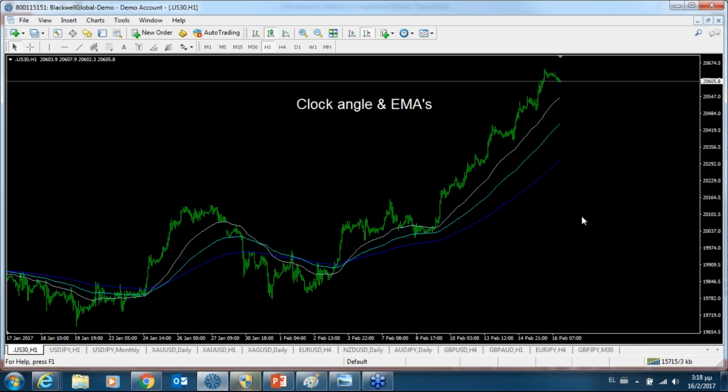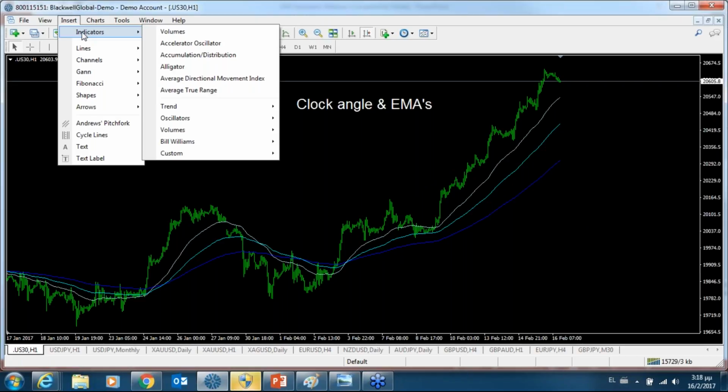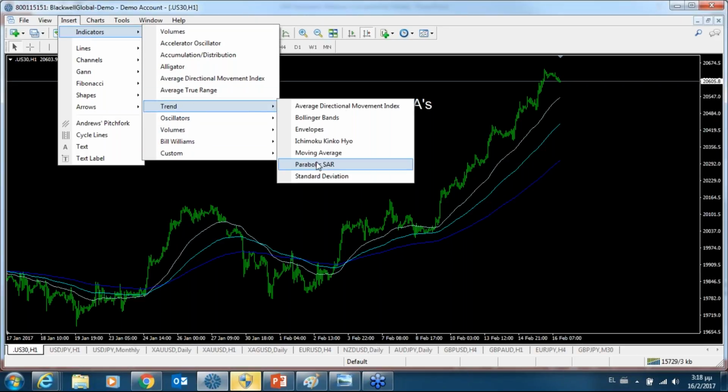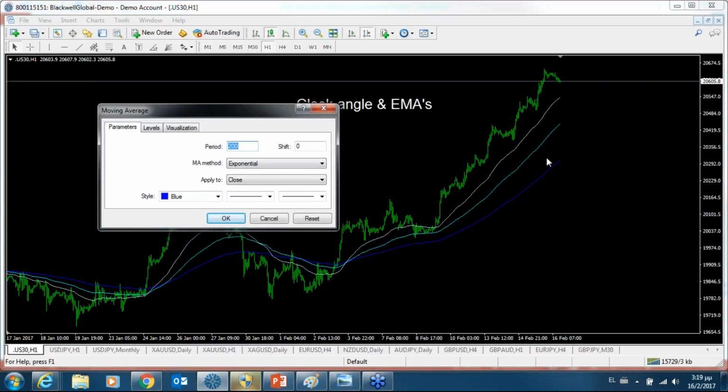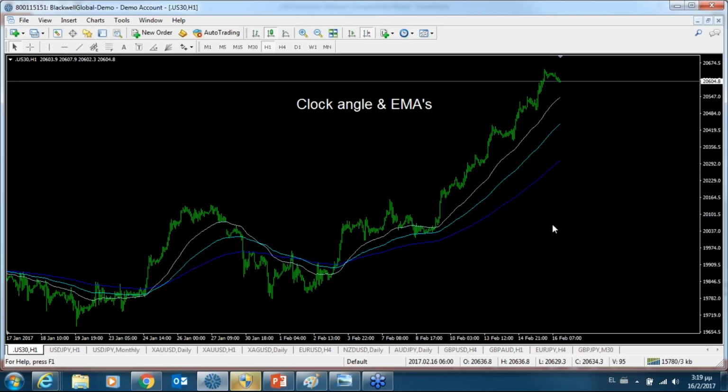Now your EMAs, just because we've got quite a number of questions during the week about the exponential moving average. You can always insert your indicators here, go into your indicators, click onto trend, and look at moving average. The three moving averages that I use are the exponential moving average of 50, 100 and 200. So you want to do your MA method here and choose exponential, not the simple, not the weighted or the smoothed, but the exponential, the second option. Once you've done that, you apply to close, and you start changing the period, starting with 50, then click OK, change the color, then 100 and then 200. So that's how you insert your exponential moving average.